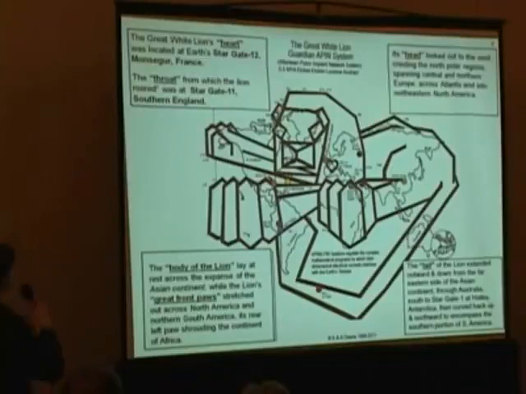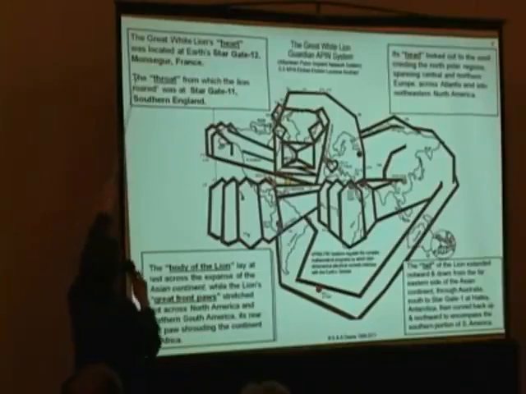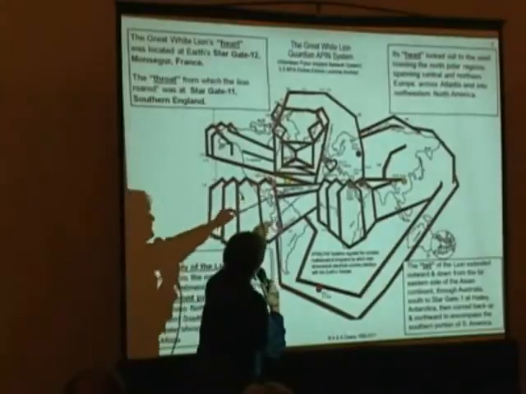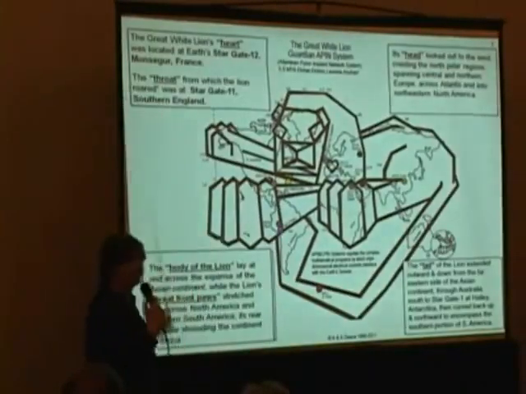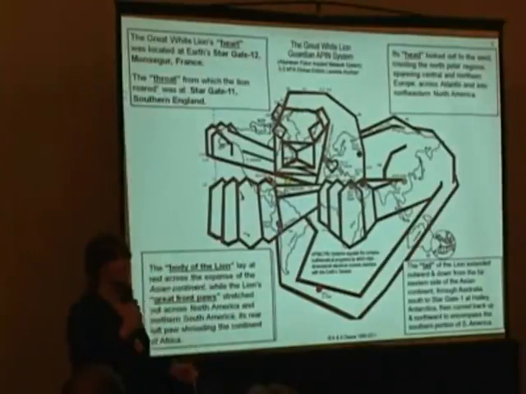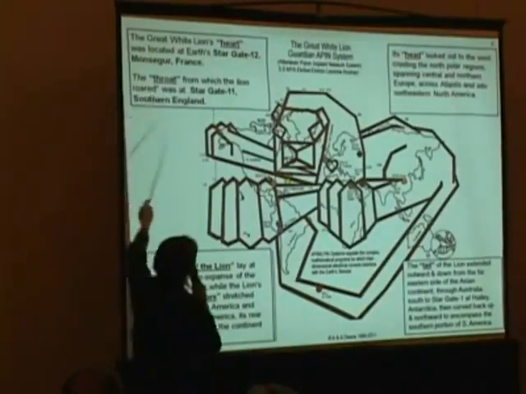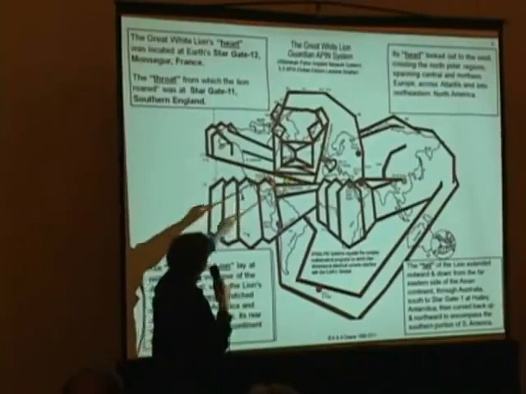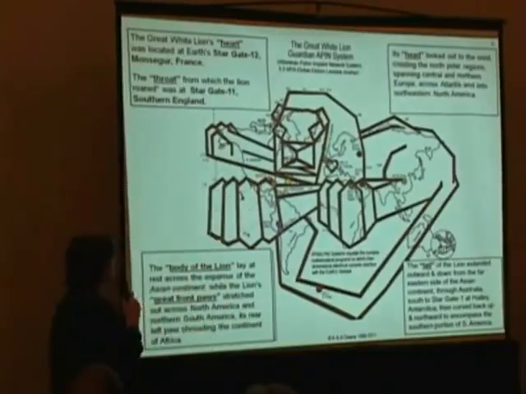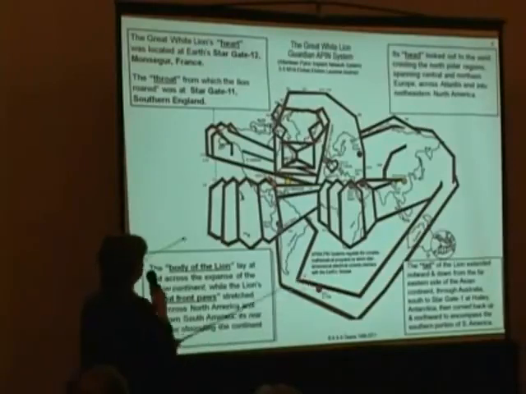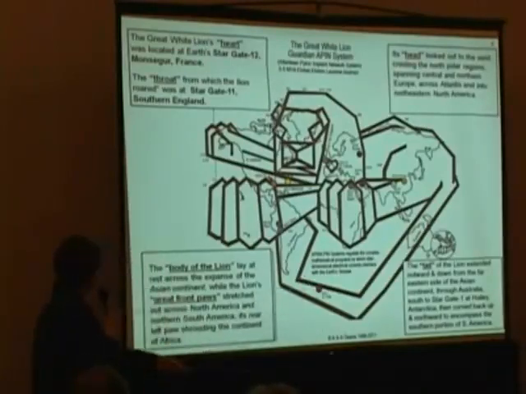So let's take a look at this beauty. The great white lion's heart is located right here, Montségur, France, at Stargate 12. The throat from which the lion roared was at Stargate 11 in southern England, right here. The head looked out to the west, cresting the North Polar regions, spanning Central and Northern Europe, across Atlantis and into northeastern America. Sorry, I'm having trouble with the microphone cord here.